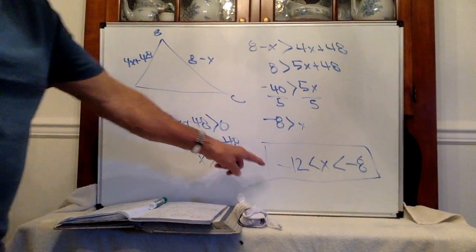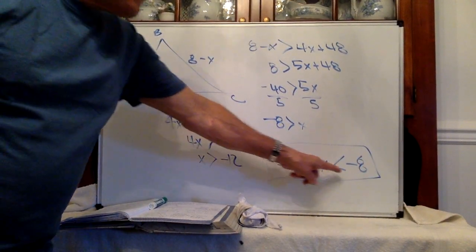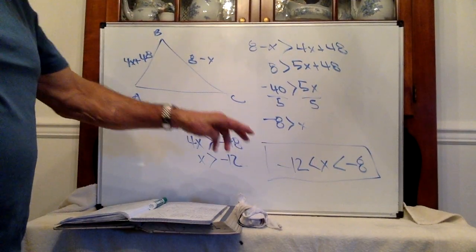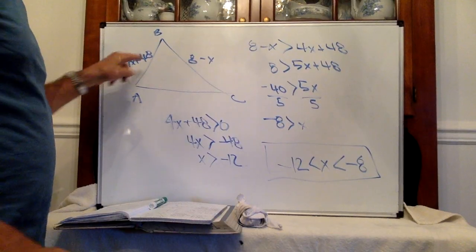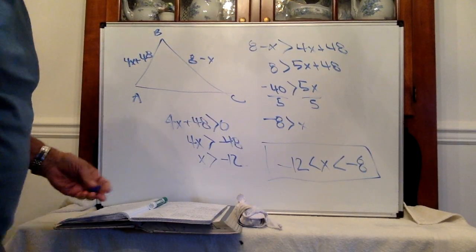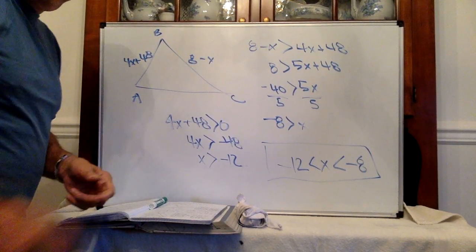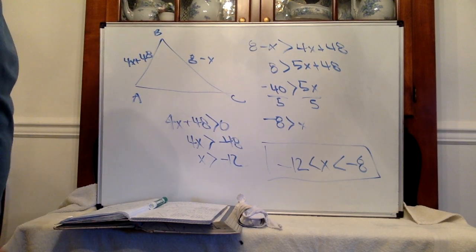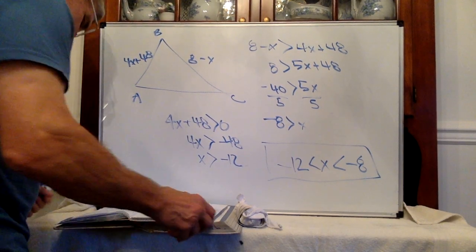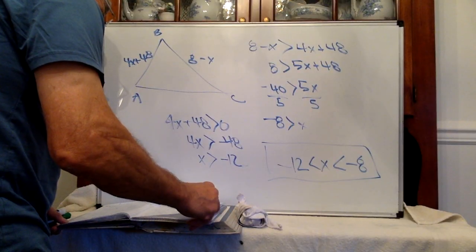So here is your final answer for that problem. X has to be greater than negative 12, but less than negative 8. If you plug in any number between these two, both of these sides will be positive. And remember, in a triangle, we are only going to talk about triangles with sides positive. We cannot have a negative value for the side of a triangle. And that was it, I believe.